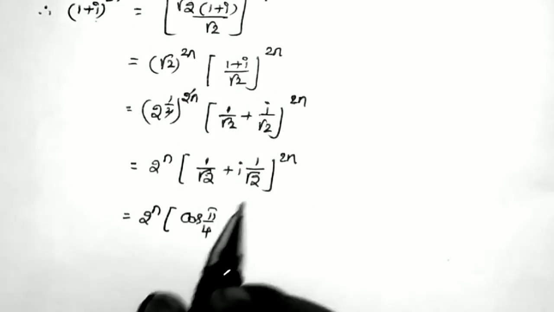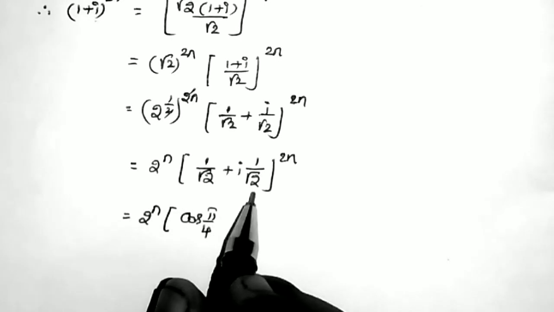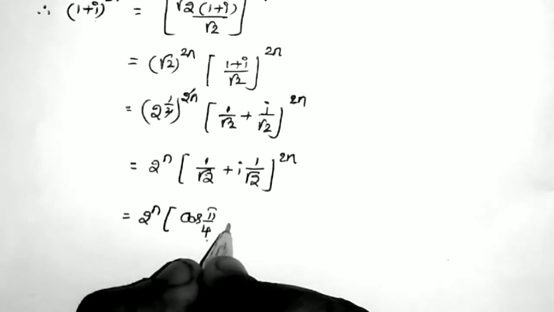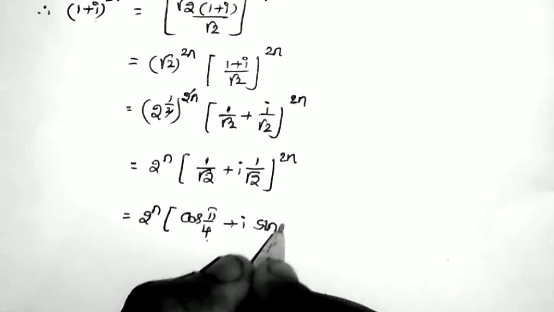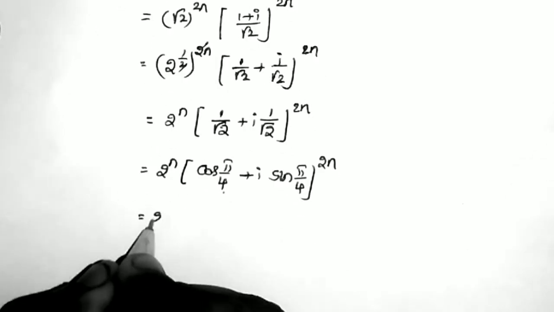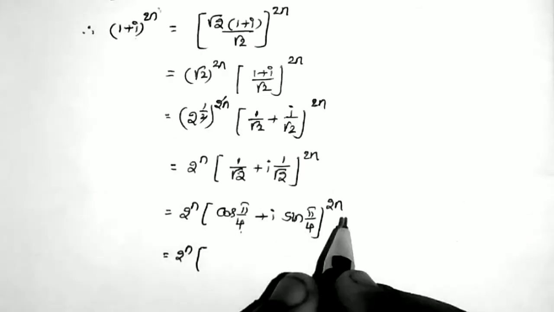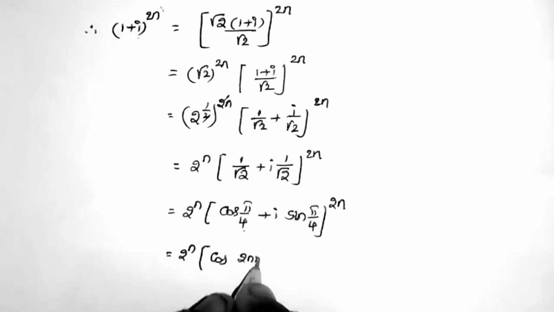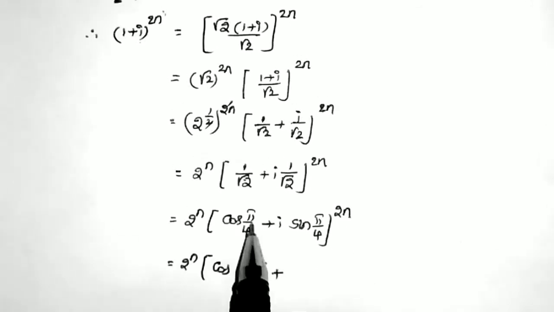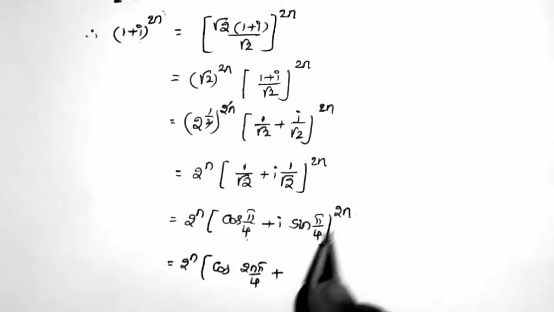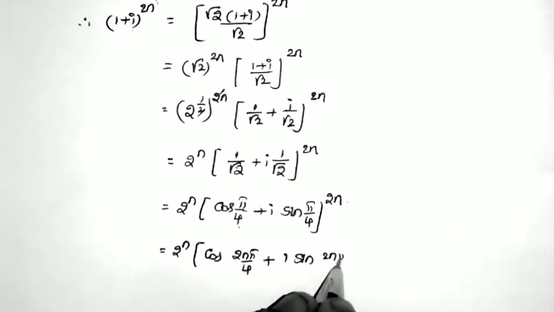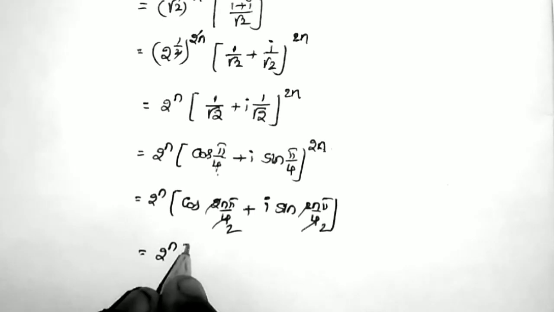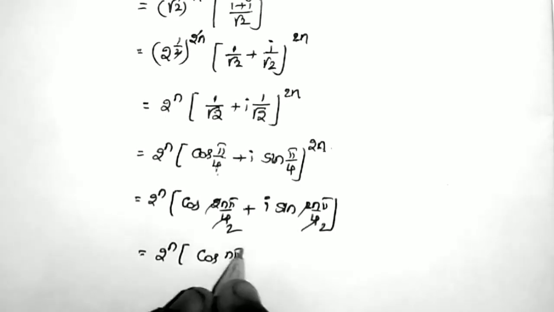This is equal to 2 power n into, now I want to convert this value in the form of cos theta plus i sin theta. For that I replace the value: 1 by root 2 is equal to cos pi by 4, cos 45 degrees, plus i into 1 by root 2 is equal to sin pi by 4, which is equal to 2 power n into, now applying De Moivre's theorem, multiplying the angle by the power value, cos 2n pi by 4 plus i sin 2n pi by 4. Now it is cancelled by 2 times here, so this is equal to 2 power n into cos n pi by 2 plus i sin n pi by 2.